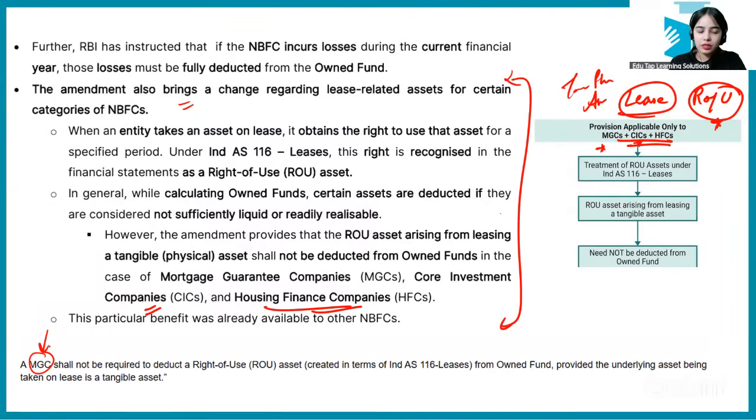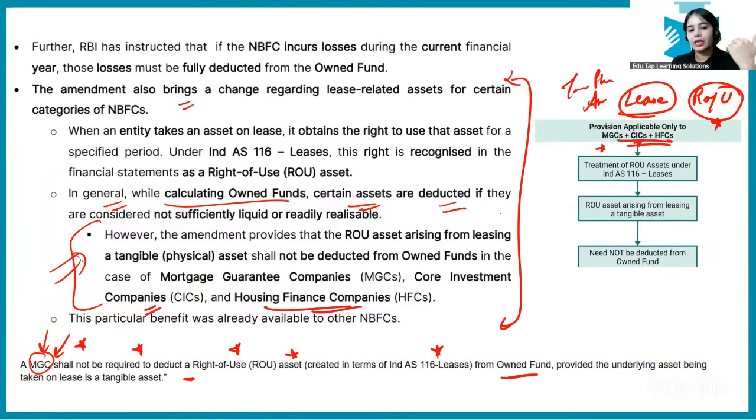For the mortgage guarantee company, the core investment company and the housing finance company, different notifications were released, but the same statement has been given that these companies shall not be required to deduct the right of use asset that is taken on lease from the own fund. It has not to be deducted. That's it. So in general, while calculating the own fund, certain assets are deducted, but if the right of use, the lease is there, and the physical asset is there, then it has not to be deducted.